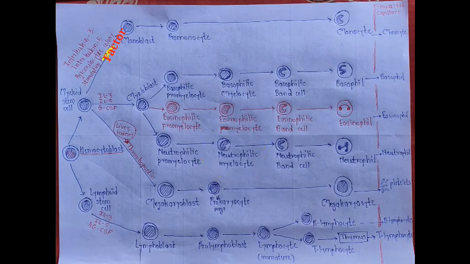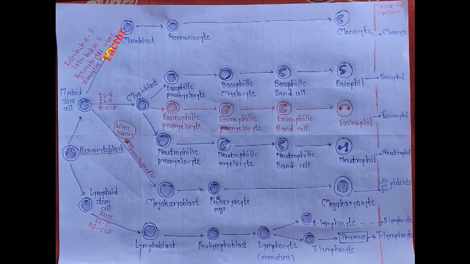Then the neutrophilic band cell. Again at this stage the nucleus condenses more and more, and finally it gives rise to a 3 or 4 lobed nucleus, and thus mature neutrophils are produced. Then this mature neutrophil enters the blood through the sinusoidal capillary.